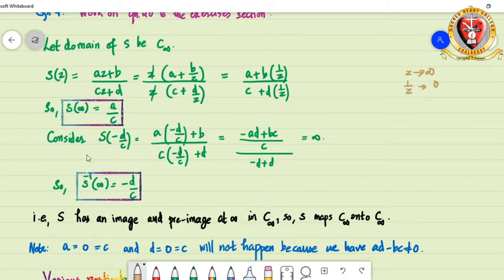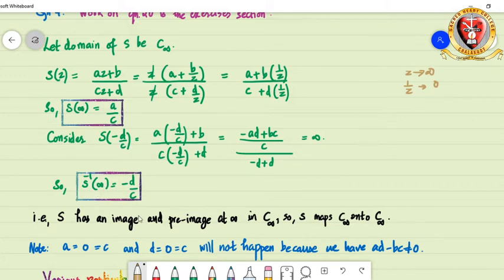Okay. Now just consider the complex number minus D by C. D and C are coming from the coefficients of the Mobius transformation, S of minus D by C. And you are doing the calculations. You can see it ends up with the value infinity, because in the denominator you will have the value 0. So that will mean that S of minus D by C is equal to infinity. That definitely means that S inverse of infinity is equal to minus D by C, or infinity has the pre-image minus D by C.